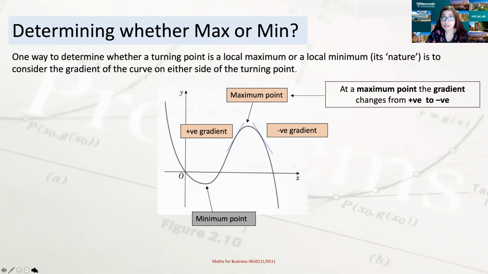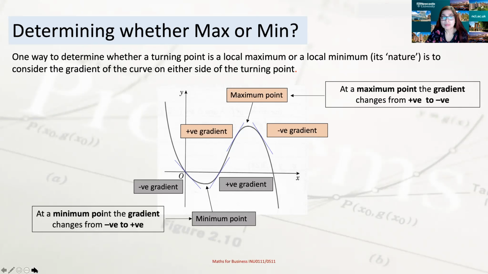At a minimum, the gradient is going to be negative, negative, minimum, and then positive. So at a minimum point, the gradient changes from negative to positive. You go like this, it's a negative gradient, then the gradient is 0 at the minimum point, then the gradient starts increasing. The gradient is 0 at the maximum point, and then the gradient starts decreasing. That's beautiful, isn't it?